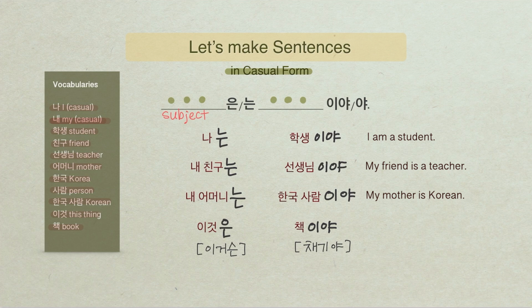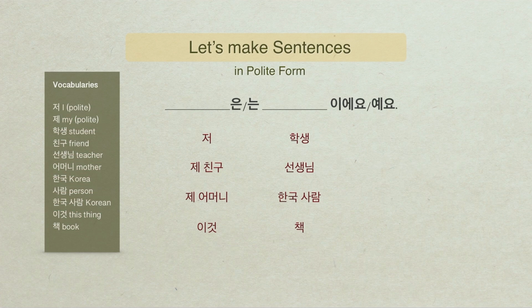이것은 책이야. That means this thing is a book. This is a book. Let's make sentences in polite form. This polite form is used in majority of times. We're gonna use same vocabularies, but I and my is different than casual form. Casual form of I was 나, but polite form of I is 저, and polite form of my is 제.